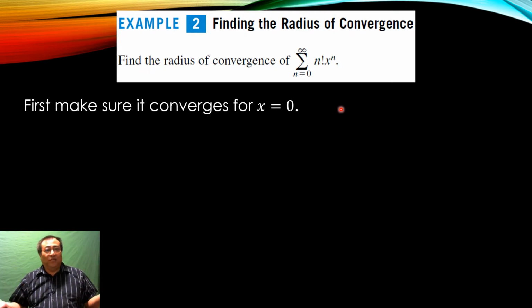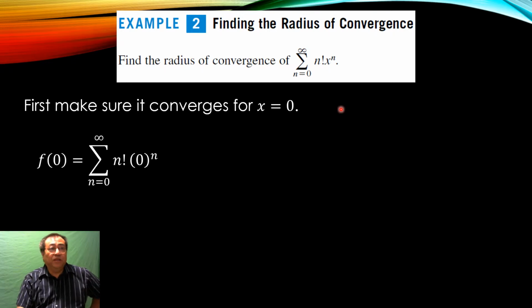Now, this is not always the case. You don't always have to check that it works for x equals 0. This is just something to offer, like a spoiler alert. You don't do this unless you know something. All right, so you plug in 0 for x into this expression.